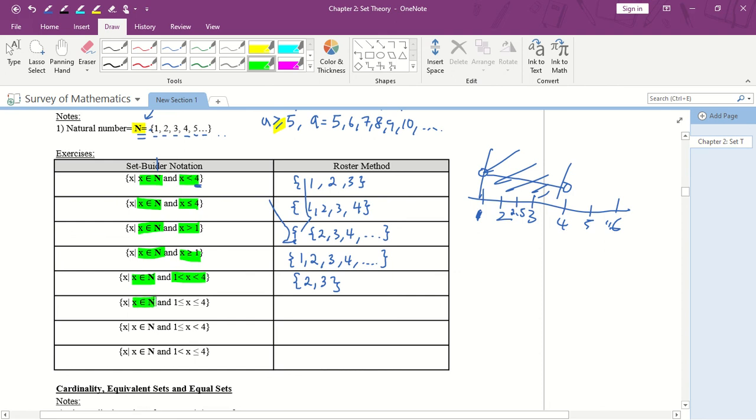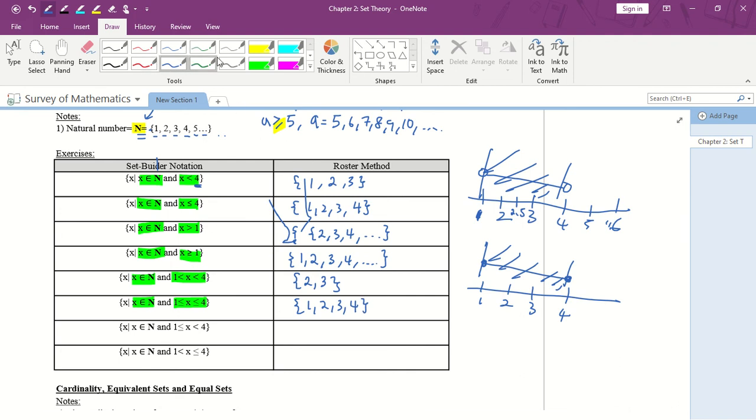X is a natural number. And X is starting from 1 to 4. So which means that now this time, 1, 2, 3, 4. And now this time is, see, including 1 and 4. So which means that here will be 1, 2, 3, and 4. Okay, I think this is kind of easy.